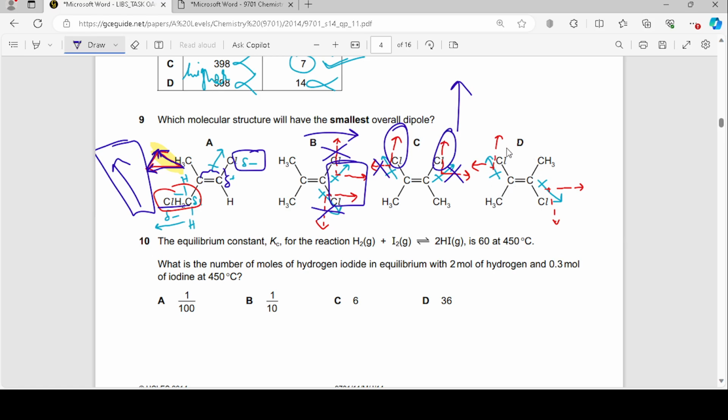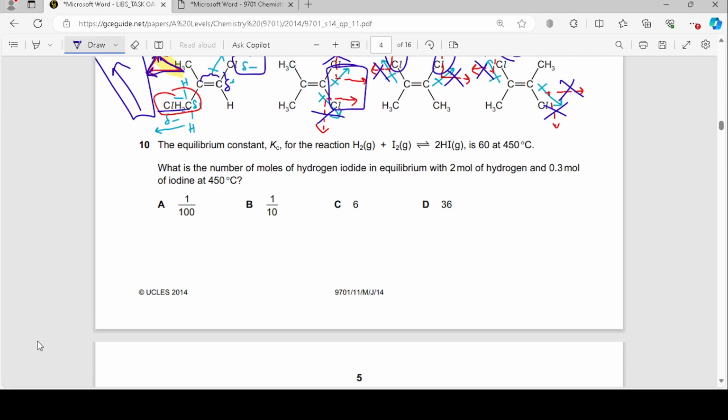And as for this one, up cancels out the down and the left cancels out the right, so I have no overall dipole moment. Since they're asking which molecular structure will have the smallest overall dipole, I suppose the tangent about A didn't even really matter. The answer is going to be D, because D is quite close to 0, right? So the two dipoles are effectively canceling each other out here. Anyways, let us go to question number 10.